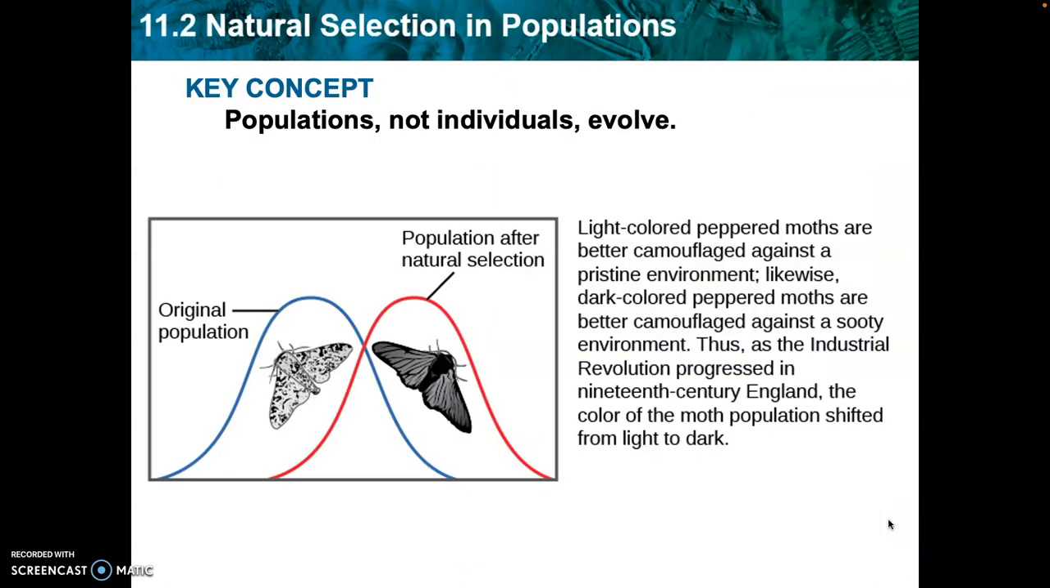So what does that mean in terms of actual natural selection? Well, this is in Chapter 11, Section 2. And we know, we've talked about already, that it is populations and not the individuals that evolve.